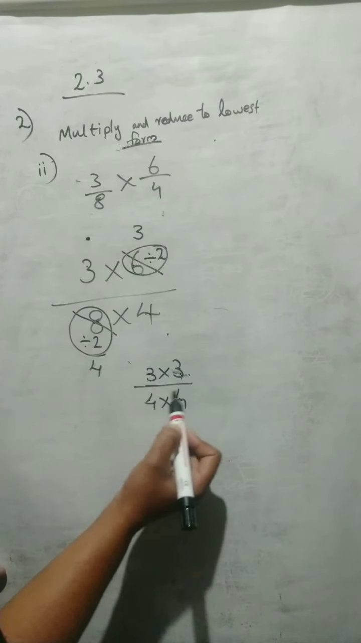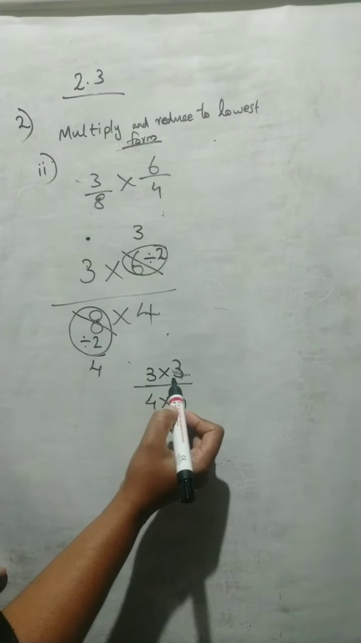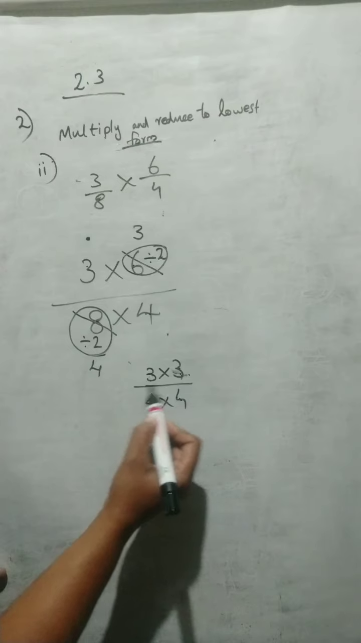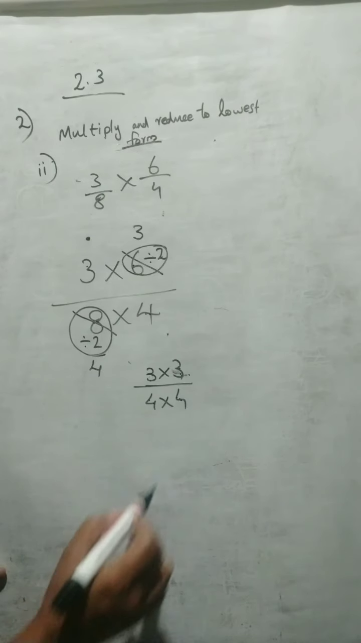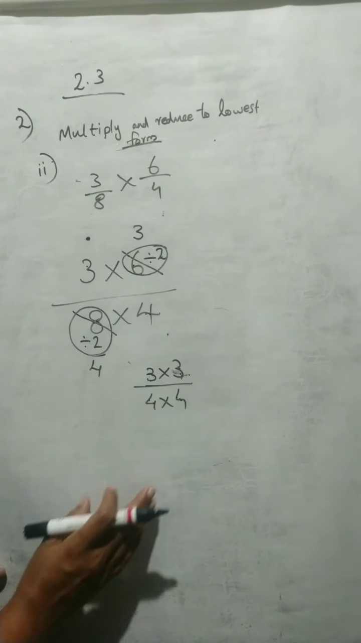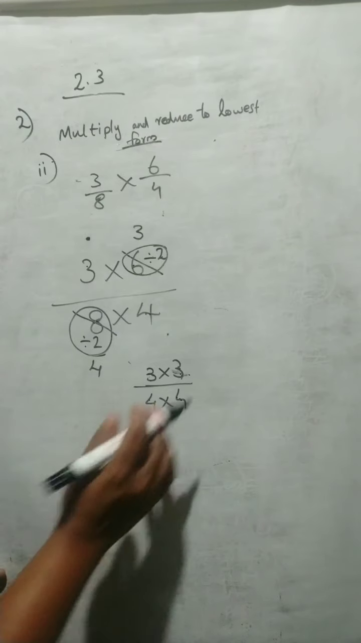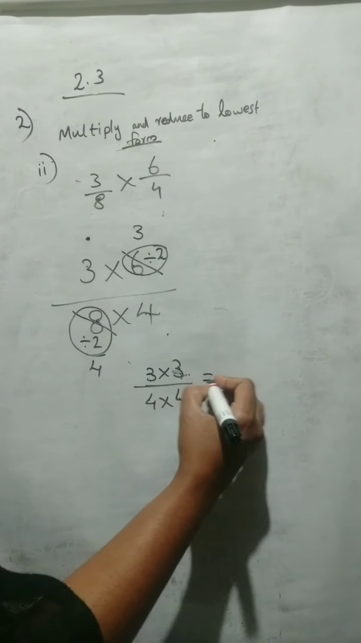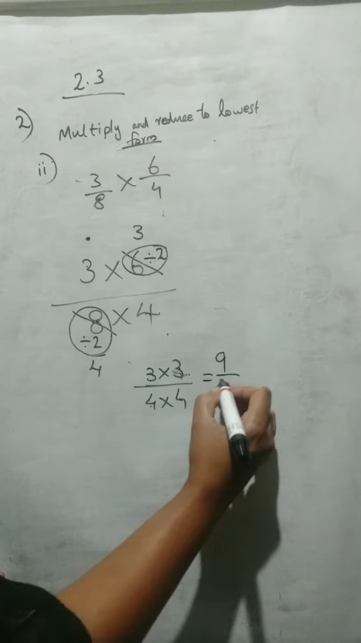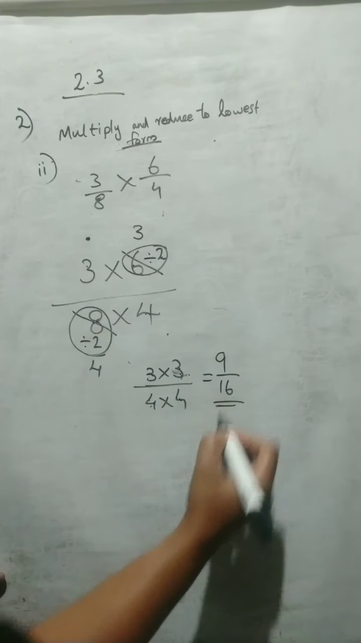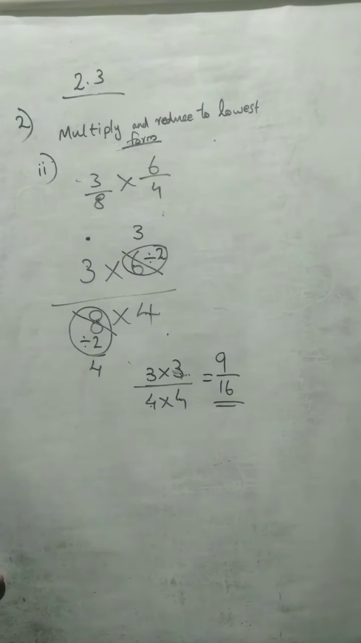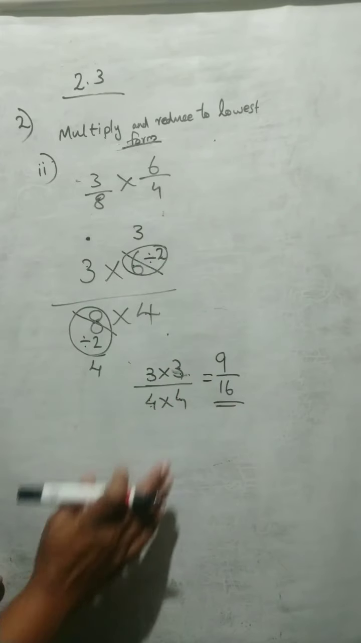But in this case, the same numbers are there in the numerators. Then in case of 4, denominator itself. So we cannot cut these numbers. Okay. Then 3 3s are 9. Then 4 4s are 16. So the answer is 9 on 16. Okay. Then this is in the simplest form.